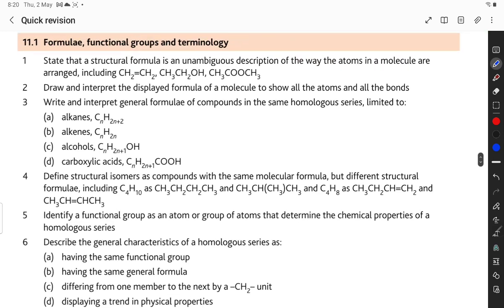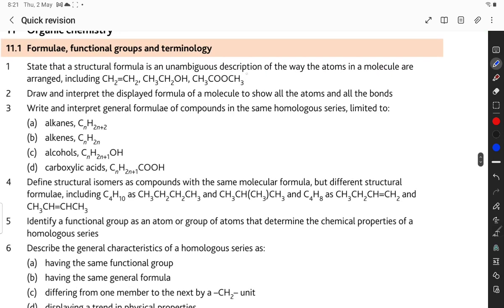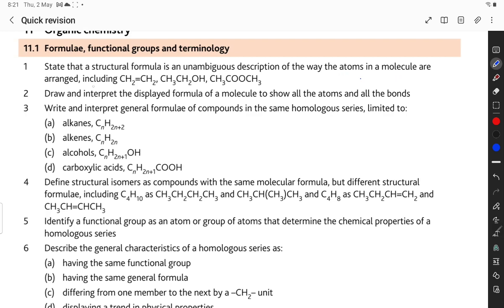Now, a structural formula is an unambiguous description of the way the atoms in a molecule are arranged, including CH2, CH2, CH3, CH2. This is not a structural formula. Draw and interpret the displayed formula of a molecule to show all the atoms and all the bonds, like this. This is the full structural formula, and similarly CH3CH2OH. This is the fully displayed structure.